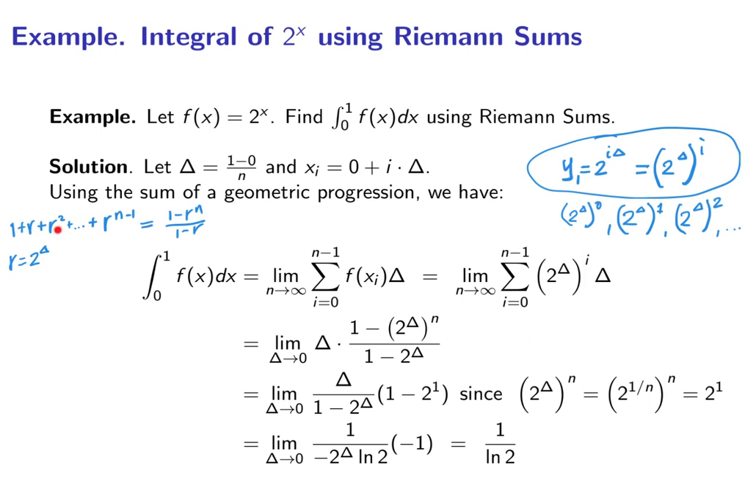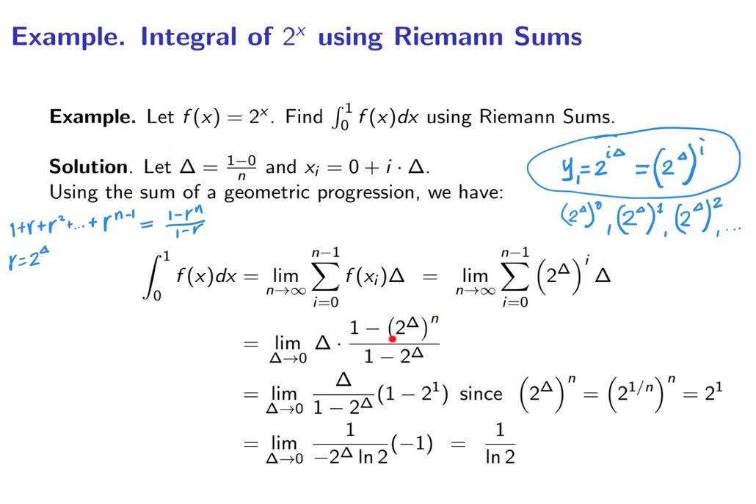1 plus r squared plus so on plus r raised to n minus 1. That's 1 minus r to the n divided by 1 minus r. In our case, r is 2 raised to the delta. So our Riemann sum, which is a geometric progression, we can pull delta outside of the sum, and the summation of these power terms will become 1 minus r to the n, so 1 minus 2 raised to the delta to the n, divided by 1 minus 2 to the delta.